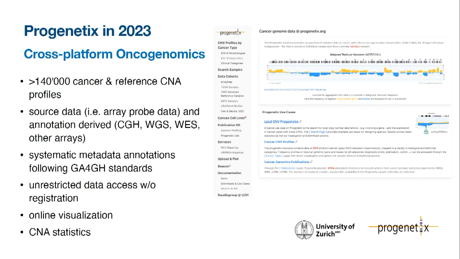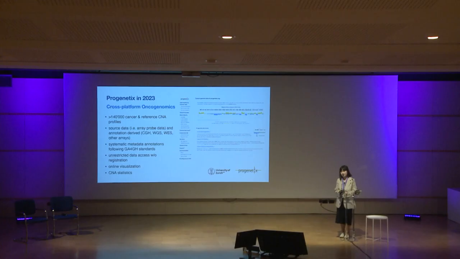variant database. It includes over 140,000 cancer and reference copy number variant profiles. It also contains source data, annotation and metadata of these CNV profiles. It offers unrestricted data access without registration.